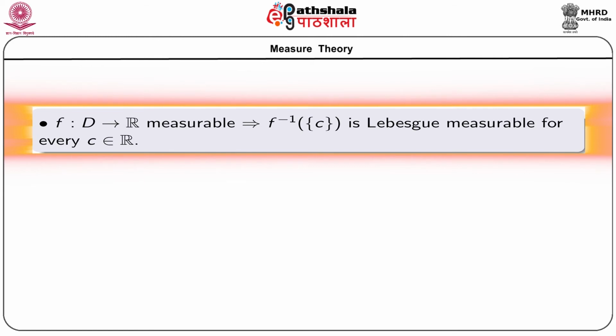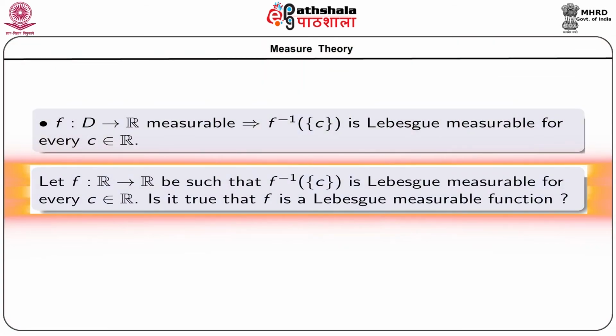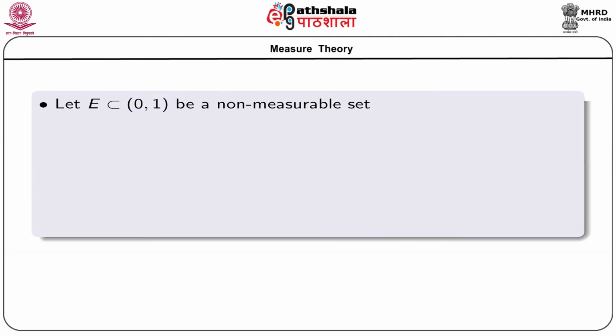Now, the question is: is the converse true? That is, if I have a function f from R to R such that f inverse of the singleton set {c} is Lebesgue measurable for every real number c, is it true that f is also Lebesgue measurable? The answer is no.